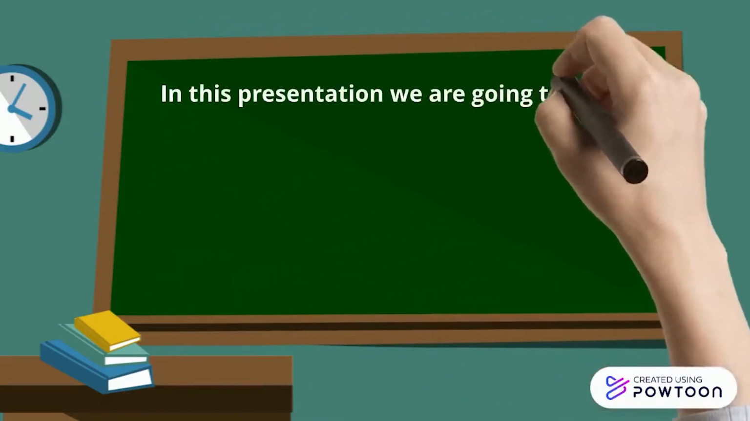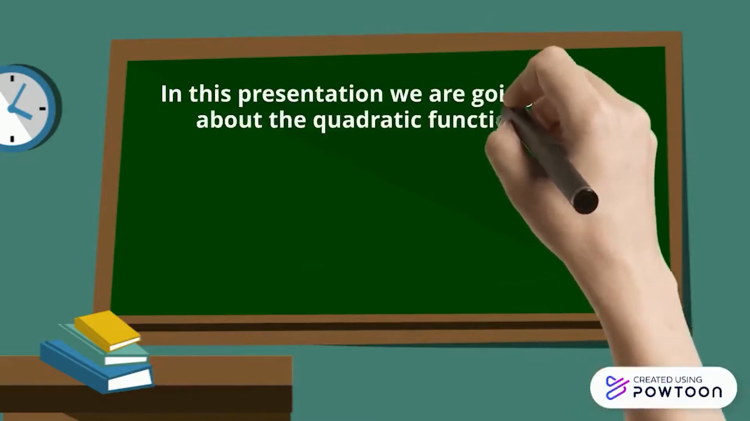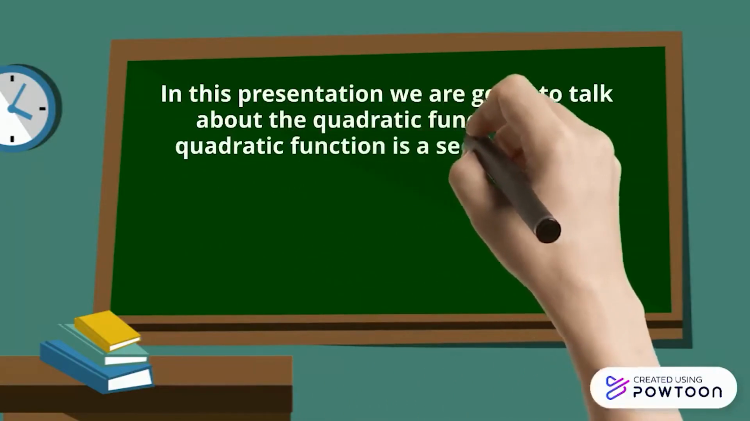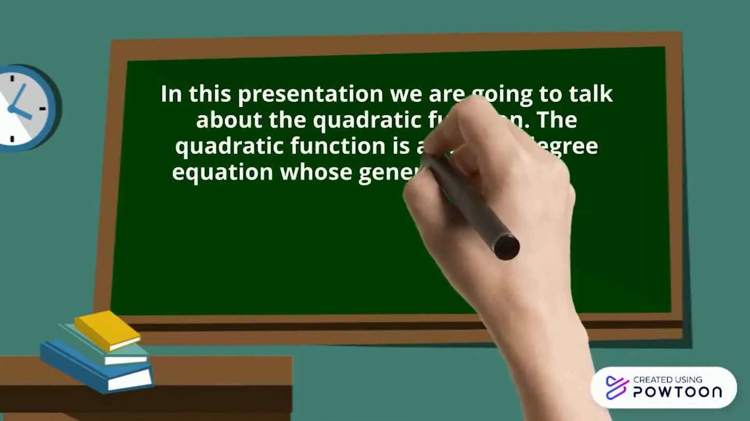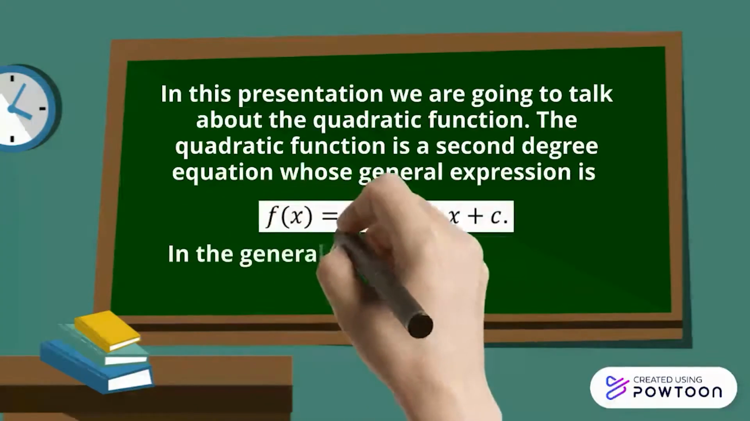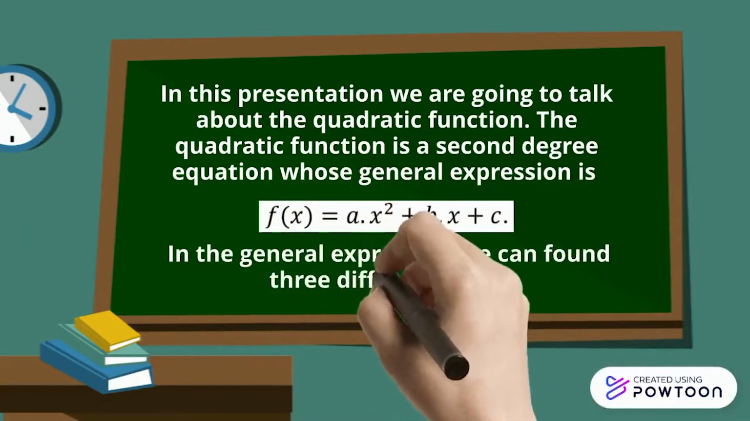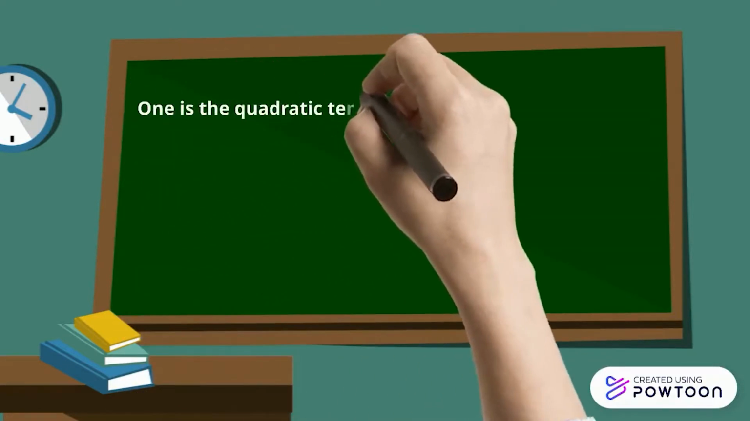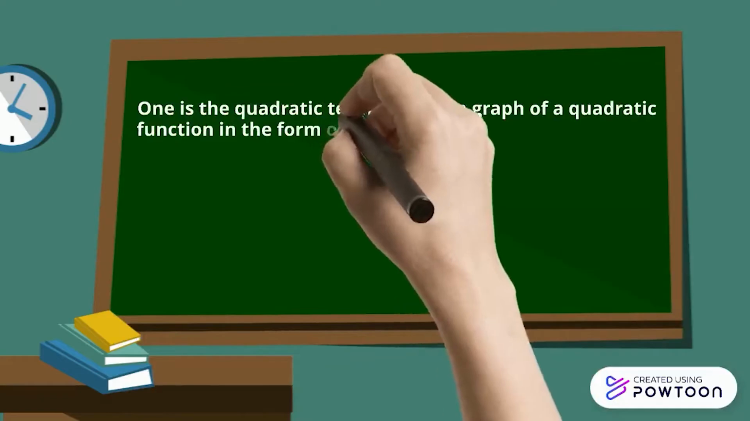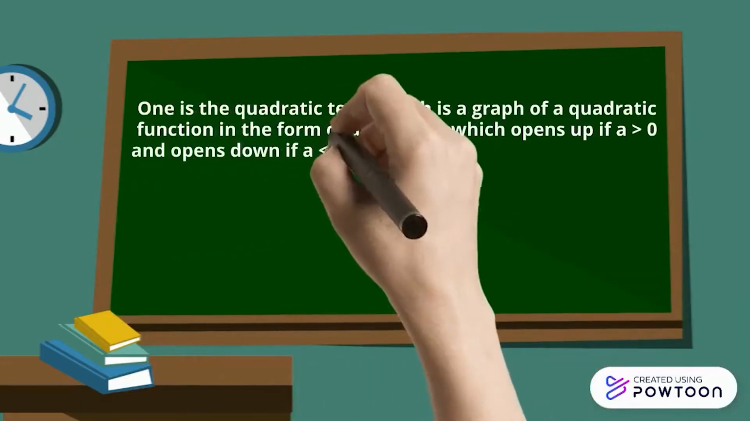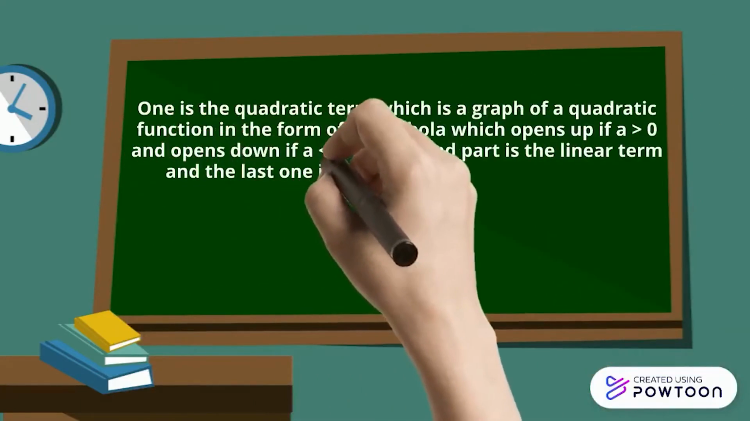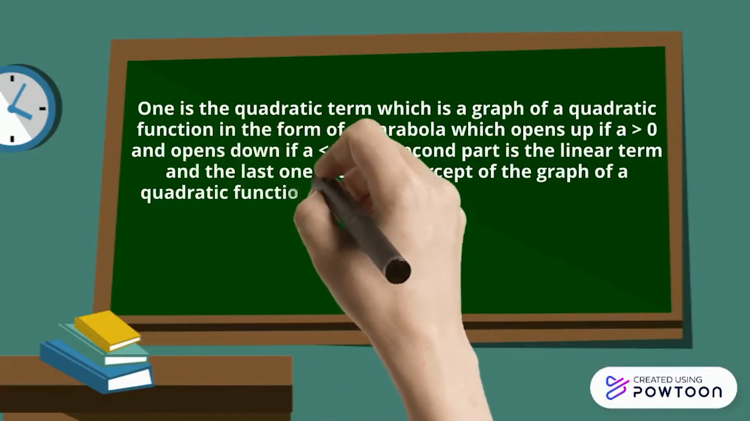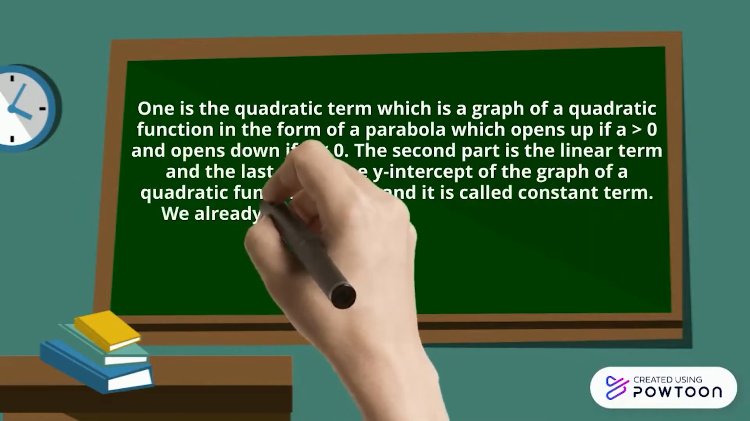In this presentation, we are going to talk about the quadratic function. The quadratic function is a second-degree equation whose general expression is f of x equals a times x squared plus b times x plus c. In the general expression, we can find three different parts. One is the quadratic term, which gives the graph of a quadratic function in the form of a parabola, which opens up if a is greater than 0 and opens down if a is less than 0.